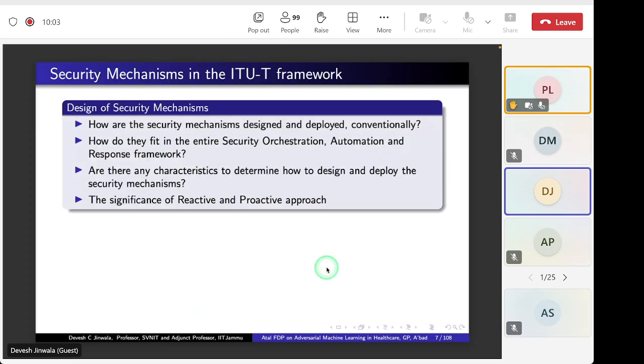In the design of the security mechanisms, that means in order to get a particular attribute, what mechanism should I use? There are certain important concepts which we should be aware of, and I'll highlight the fourth concept shown here, that is the reactive and proactive approach, because it has something to do with machine learning.